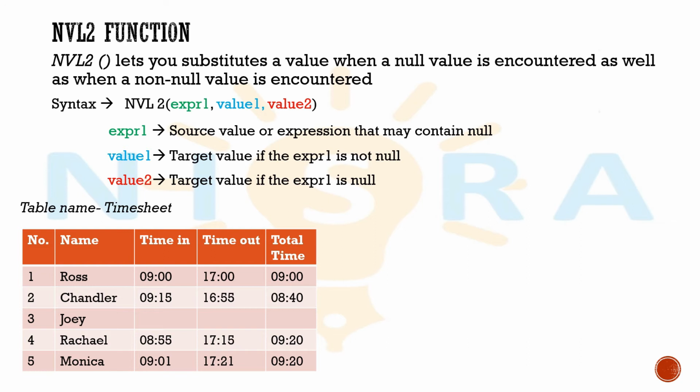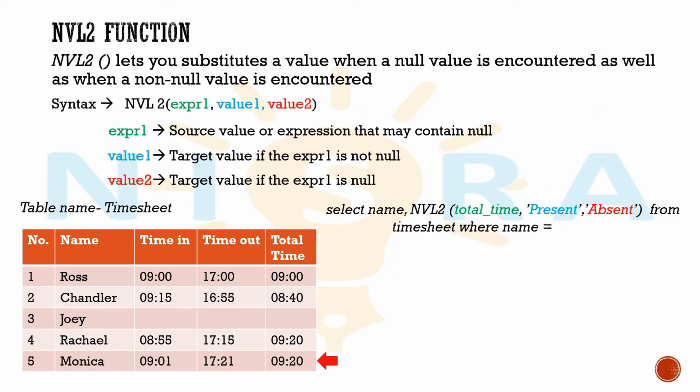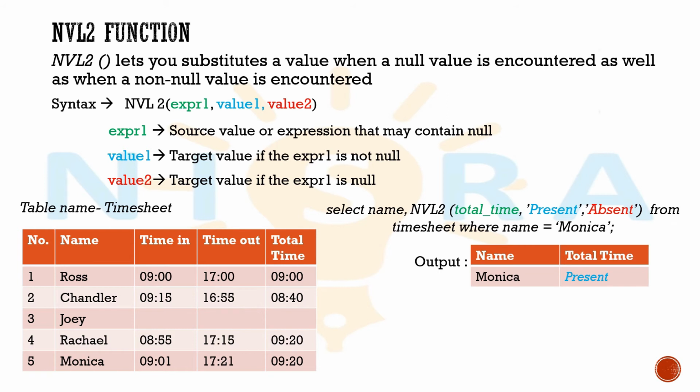So to find if Monica was present, we can write a query like select name, NVL2 of total time, present, absent from timesheet where the name is Monica. Here the expression 1, that is total time for Monica, is not null. So the output will print Monica as present.